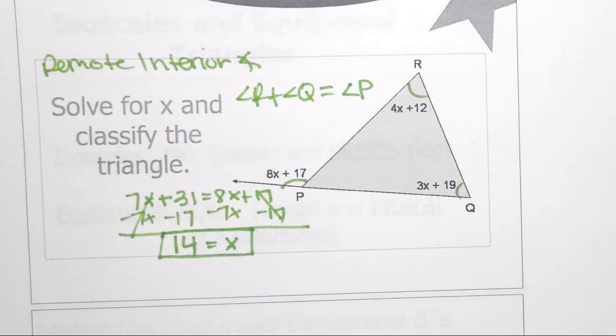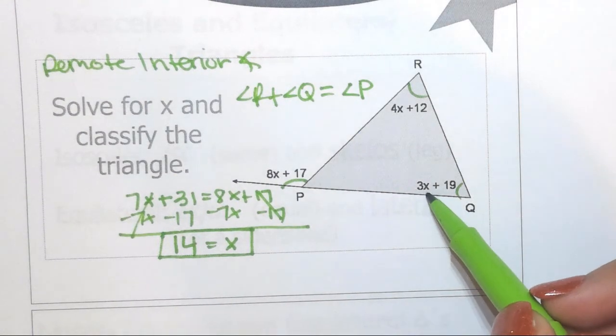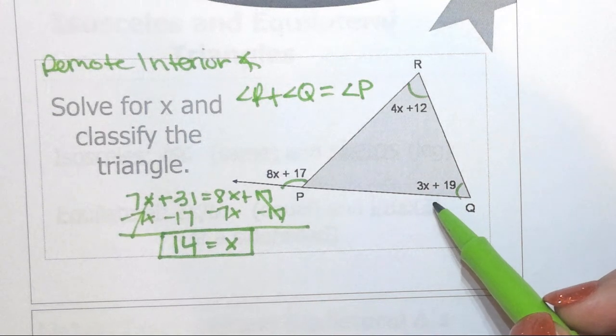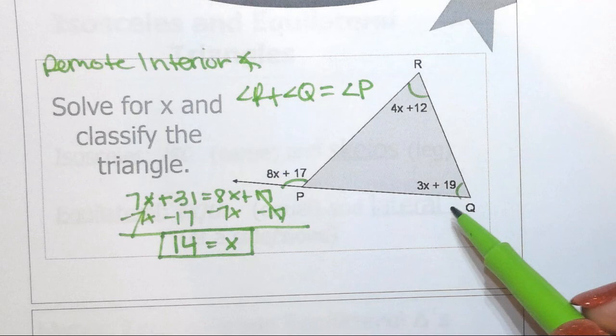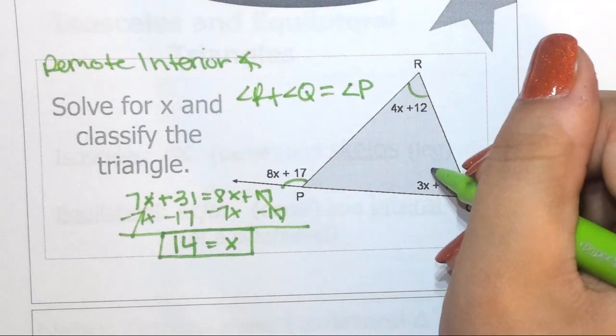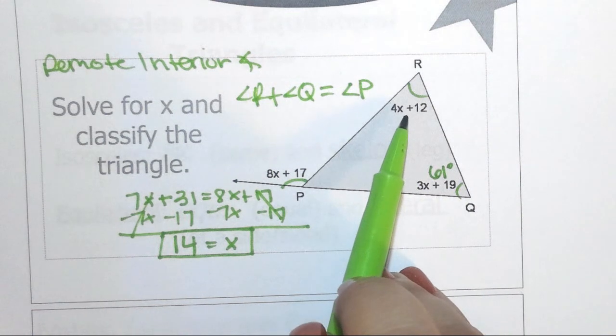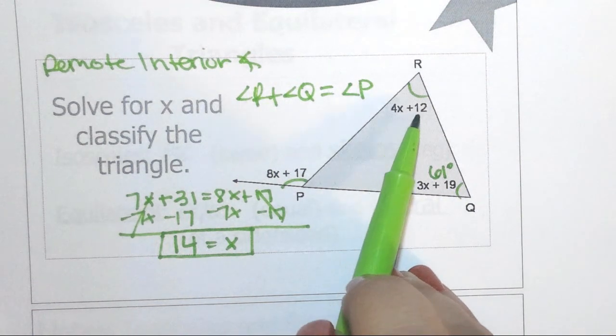Alright. I need to solve for x, so we did that, but I also need to classify this triangle. In order to classify this triangle, what am I going to need to know? What all the angles are. So I'm going to plug in. What's 3 times 14? 42. Plus 19? 61. So that angle is 61 degrees. What's 4 times 14? 56. Plus 12?